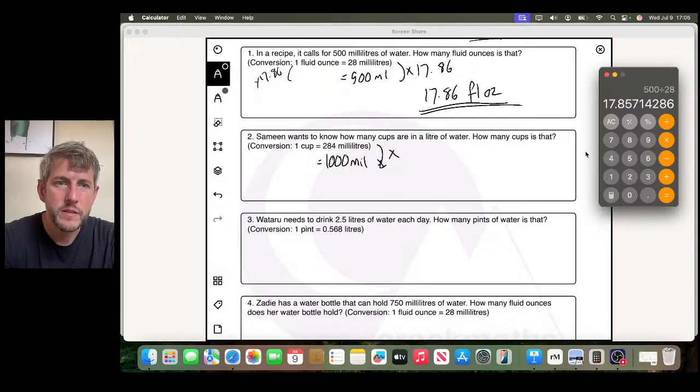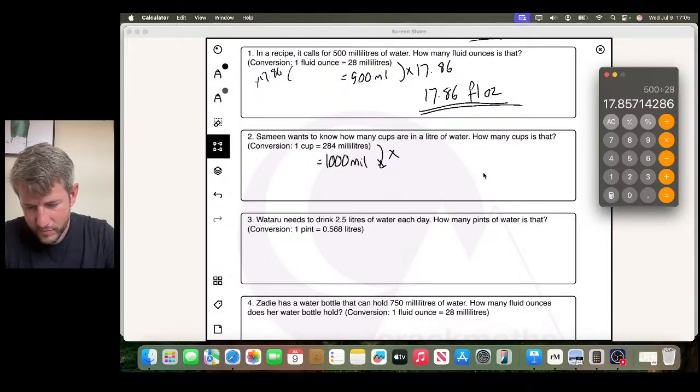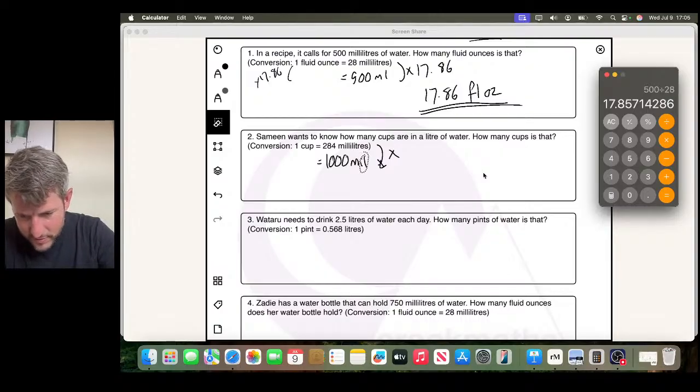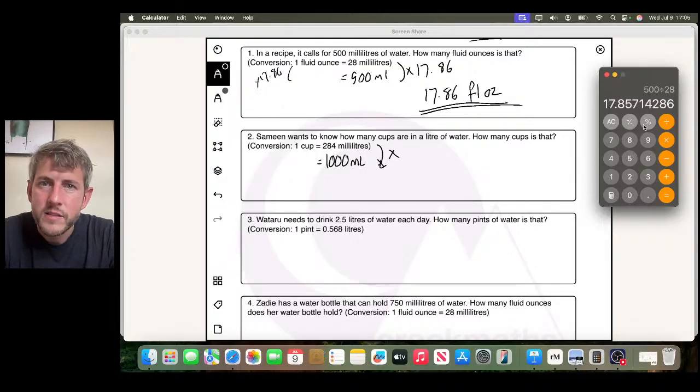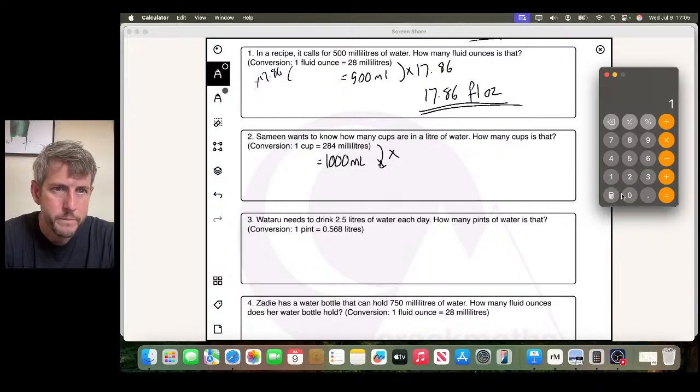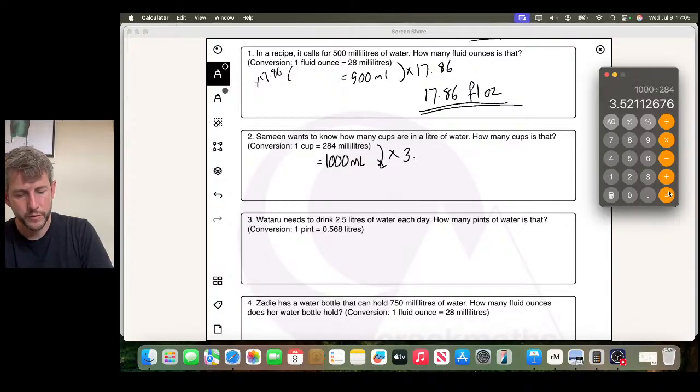So what have we times 284 by to get to 1,000? Okay, so let me just, 1 second, that's ml. What have we times 284 by to get to 1,000? That's the big question. So 1,000 divided by 284 equals 3.52. Okay, so there will be 3.52 cups.